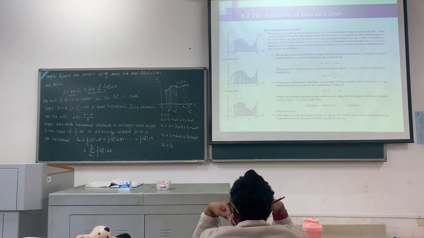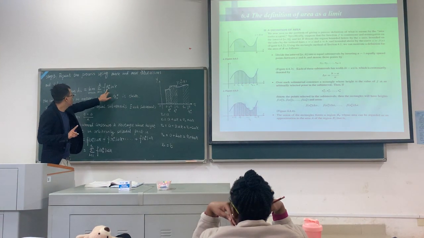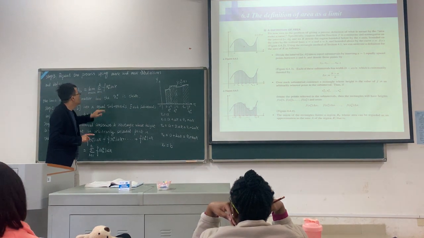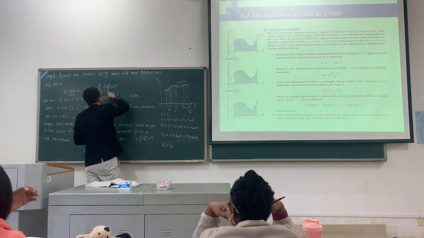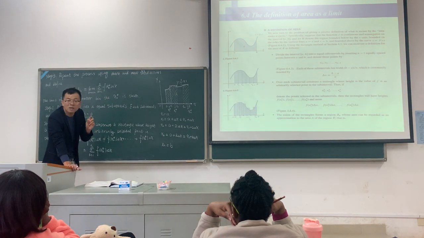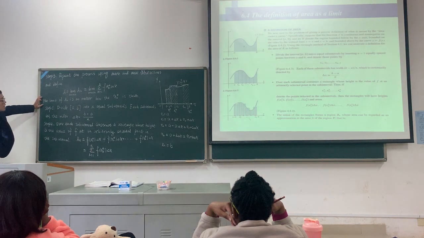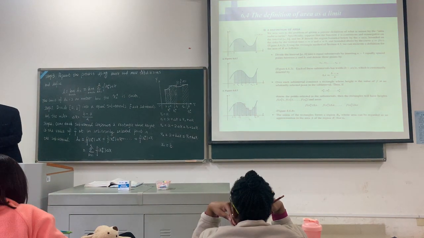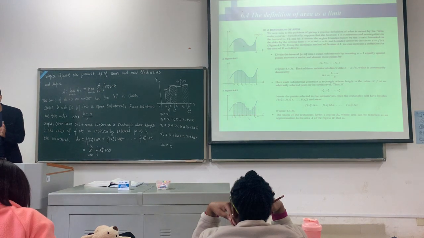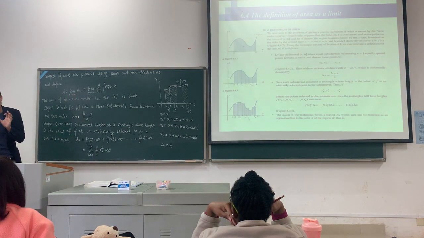So here it means that if we choose xk star as the left endpoint, or the right endpoint, or the middle point, or any other point in the subinterval, they have the same limit. The limit of An is the same.